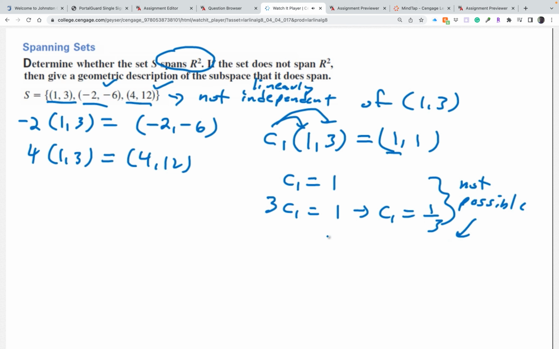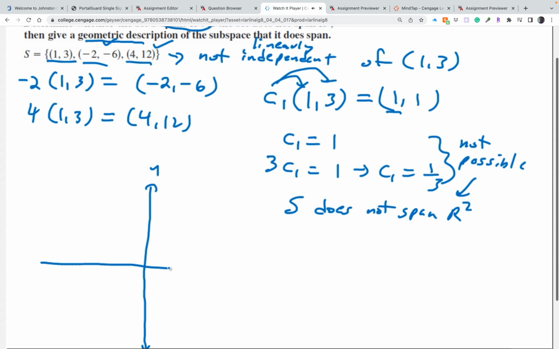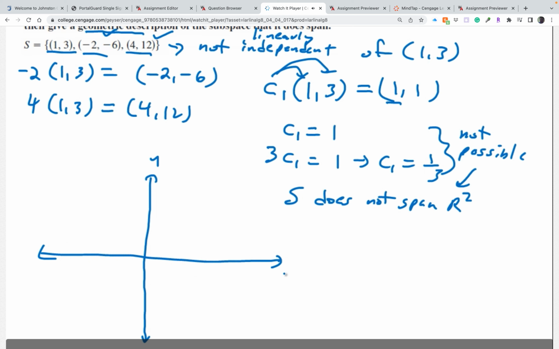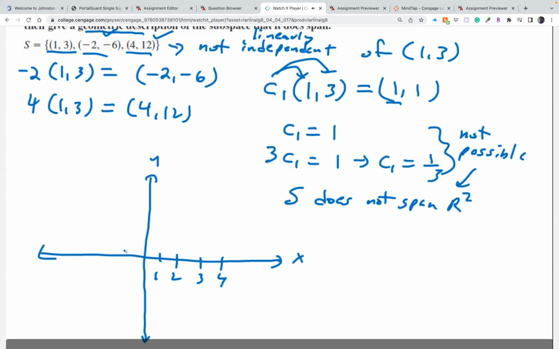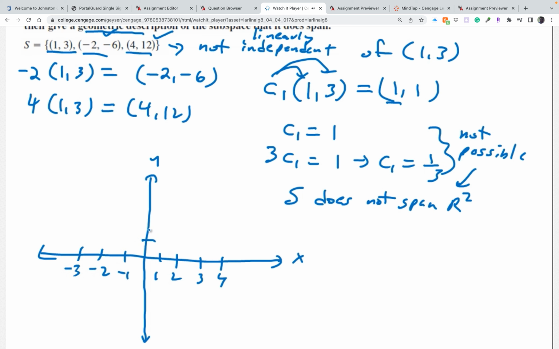which tells us that the set S does not span R2. So then we just want to see if we can give a geometric description of what the subspace that it does span is. So what we can do is take a look at what this subspace would look like in a two-dimensional plane.